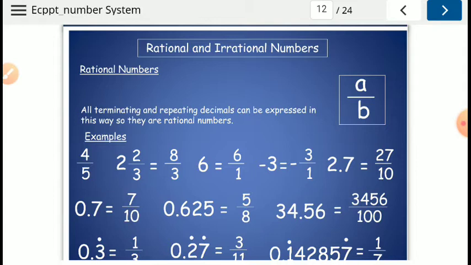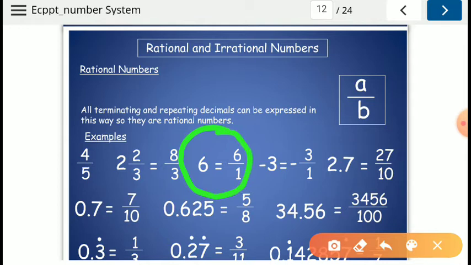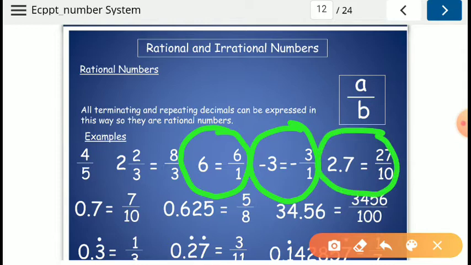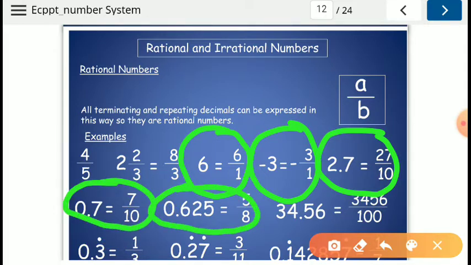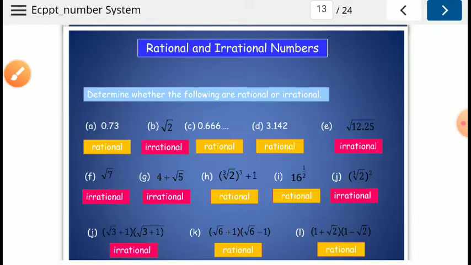Rational numbers: all terminating and repeating decimals can be expressed in this way, so they are rational numbers. For example, 4 by 5 is a rational number. 2 by 3 is there, and that can be written as 8 by 3. 6 is nothing but 6 by 1, it is rational. Minus 3 is nothing but minus 3 by 1, it is rational. 2.7 is nothing but 27 by 10, it is a rational number. 0.7 is nothing but 7 by 10, it is a rational number. And 0.625 is 625 by 1000, which on simplification you will get as 5 by 8. Like 34.56, this is a terminating decimal. So like this, every such decimal can be expressed in the form p by q.